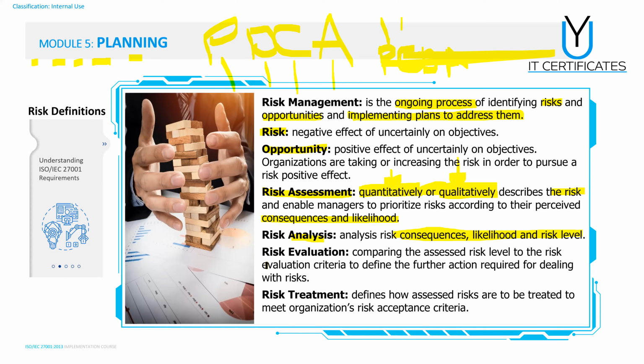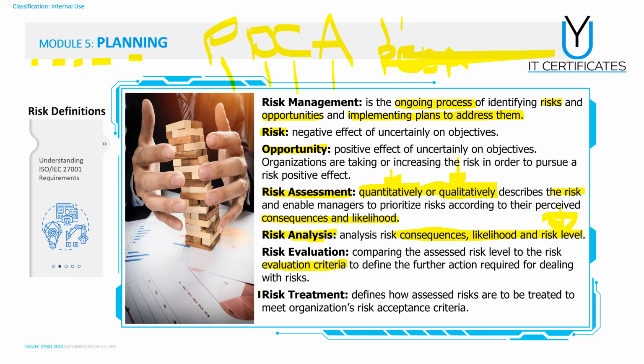This risk evaluation will compare the risk assessed level. Now, in the risk analysis, we make some analysis for the risks and we define the risk level. Then we will compare the risk level to the risk acceptance or evaluation criteria, as we will explain later, and see what will be our action. We need to mitigate the risk or we have to drop this risk because it's not important for us.